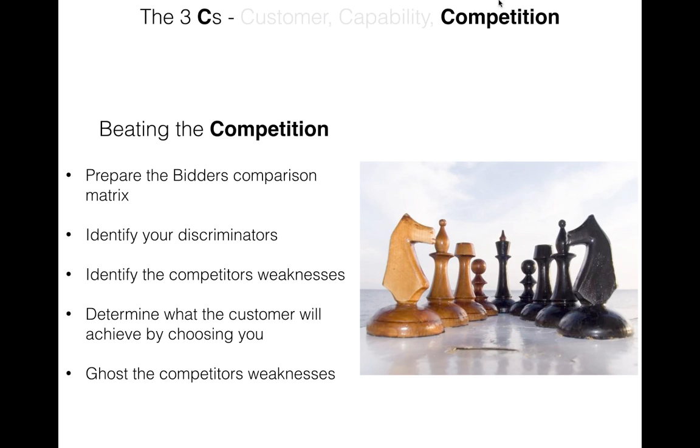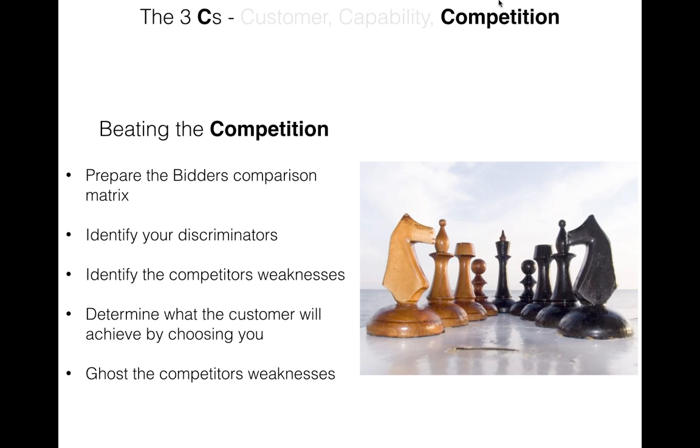The next thing you need to do is to identify your discriminators. As I said, those features in which you are better than your competitor, you are the best in meeting those requirements or those features, they are going to become your discriminators. So against your competition, you have to find your discriminators. Now discriminators are those features in which you are better than your competitor, and those features are required by the customer. It may be that you are better than your competitor in many ways, but they don't mean anything to the customer. So the features which are meaningful to the customer and for which you are better than your competitor, those only can become your discriminators. You can identify them from your bidders comparison matrix.